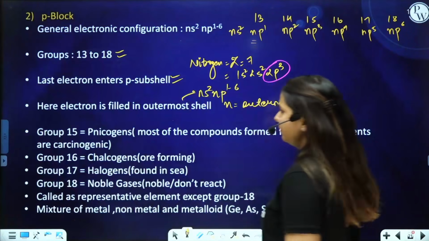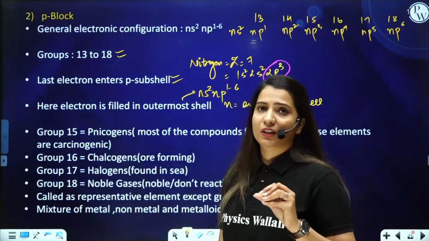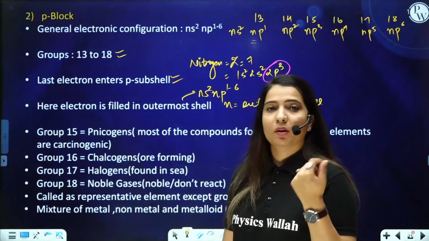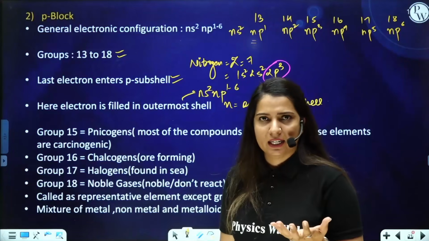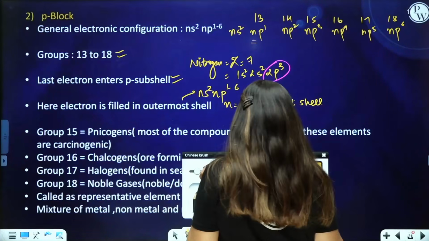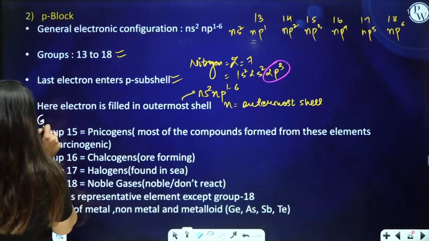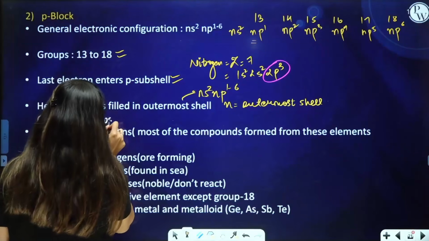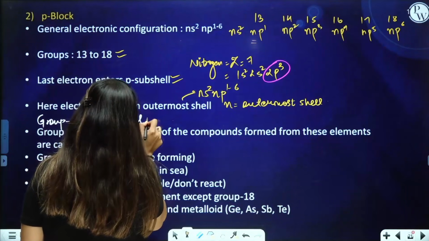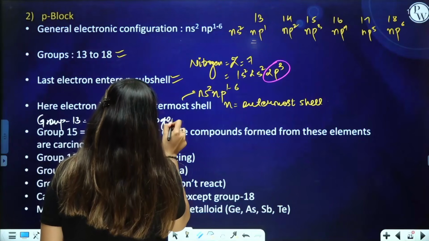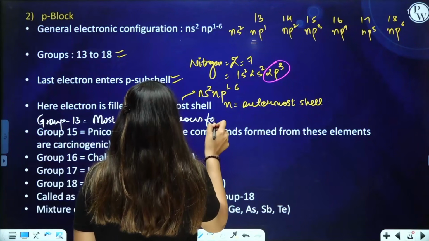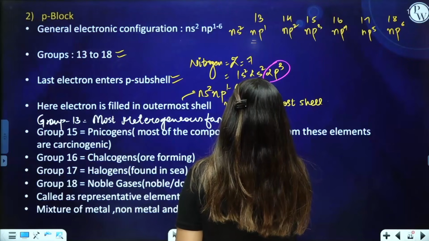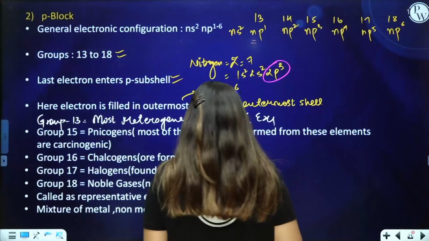After that, there are specific names for some of the groups. There is group number 12, group number 13, group number 14, but they do not have any specific names. Group 13 can be called the most heterogeneous family. So we call group number 13 the most heterogeneous family. Now why do we call it the most heterogeneous family? Because it has a high number of exceptions.